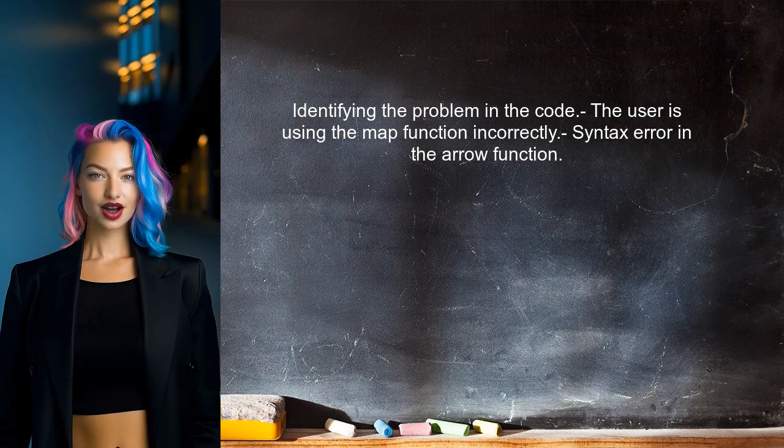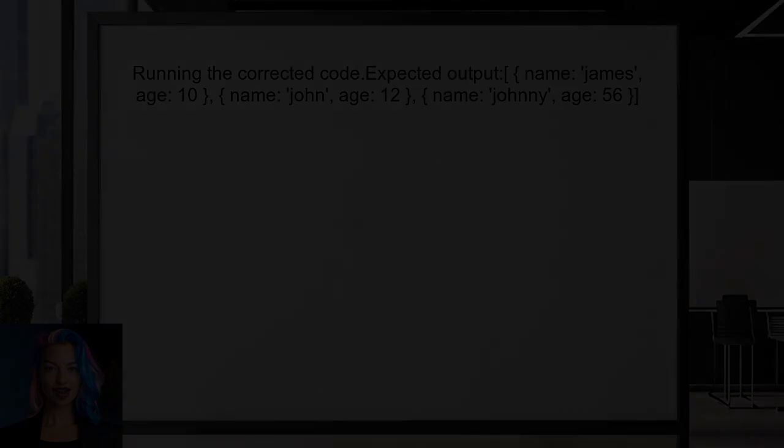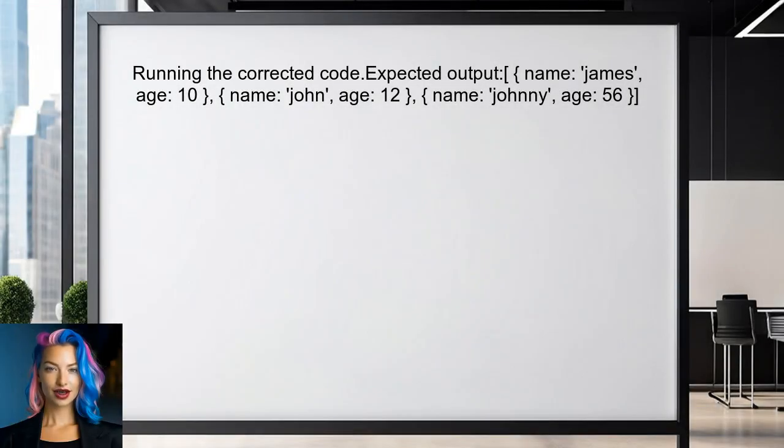The user is trying to use the map function to create a new array of objects, but there is a syntax error in the arrow function. Next, the user should correct the syntax of the arrow function. Instead of using curly braces, they should use parentheses to return an object directly from the map function. After making this change, the user can run the code again. This should produce the desired output, which is an array of objects containing only the name and age properties.